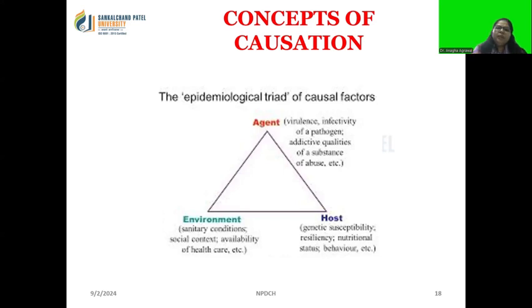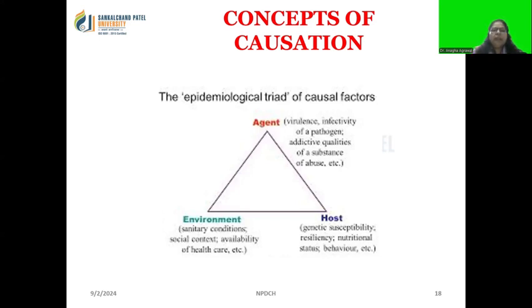Okay, so the epidemiological triad, as we've already seen, and as the meaning of triad suggests, has three parts: agent, environment, and host. So what do you mean by agent here? Agent is the person or the environment or anything living or non-living, the presence or absence of which may lead to a disease. That is called the agent.